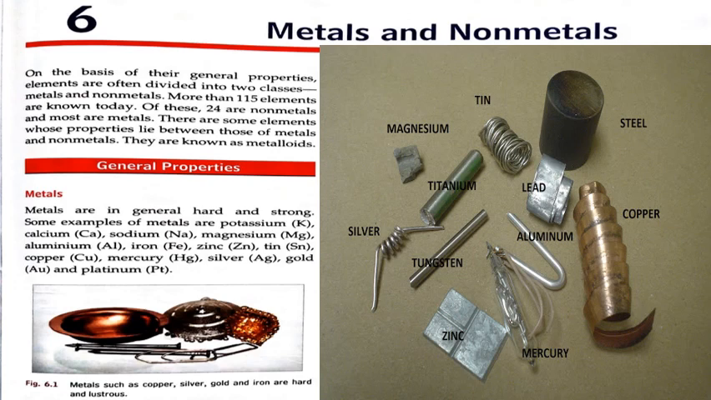Of these, 24 are non-metals and most are metals. There are some elements whose properties lie between those of metals and non-metals. They are known as metalloids.